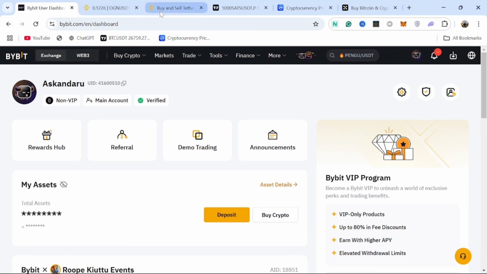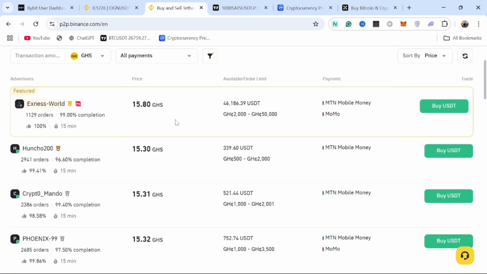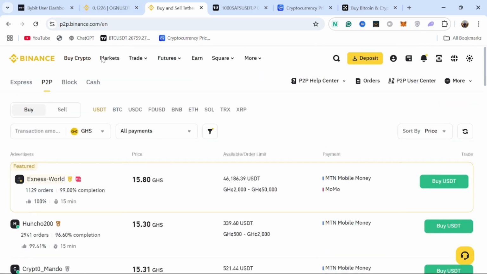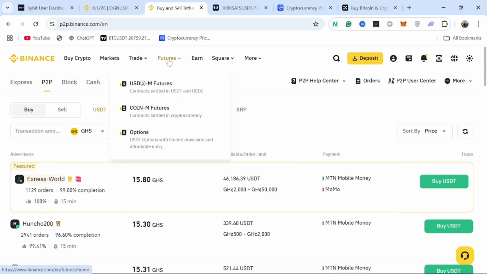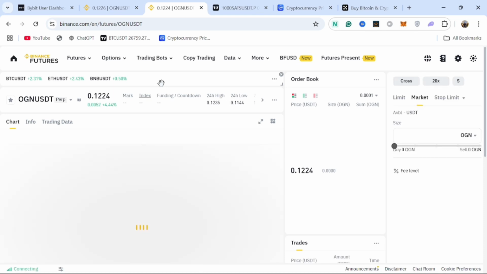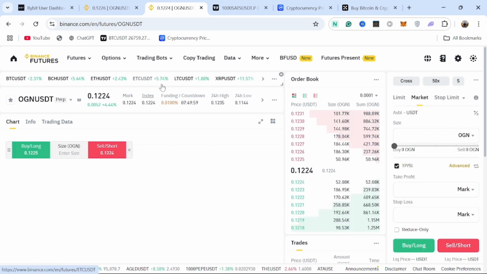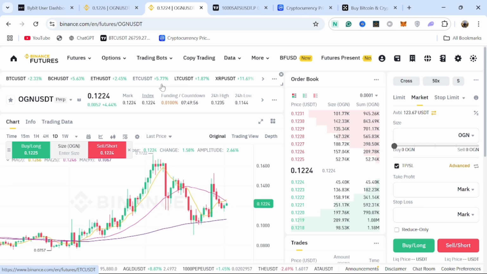Let's go back to our futures dashboard. To go to our futures dashboard so that we can take the trade, you can see at the top we have buy crypto, market, trade, futures. Click on futures, then select the first one, which is USDT-M futures. This place is very important because I'm going to be explaining the Binance futures dashboard to you. It's still the same thing on Bybit, and it's also the same thing on OKX. Once you understand the Binance dashboard, you can use the same strategy on OKX or any other exchange.